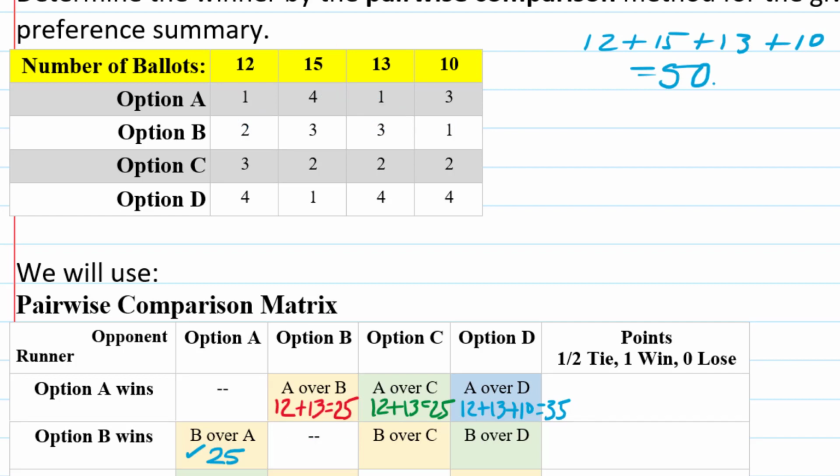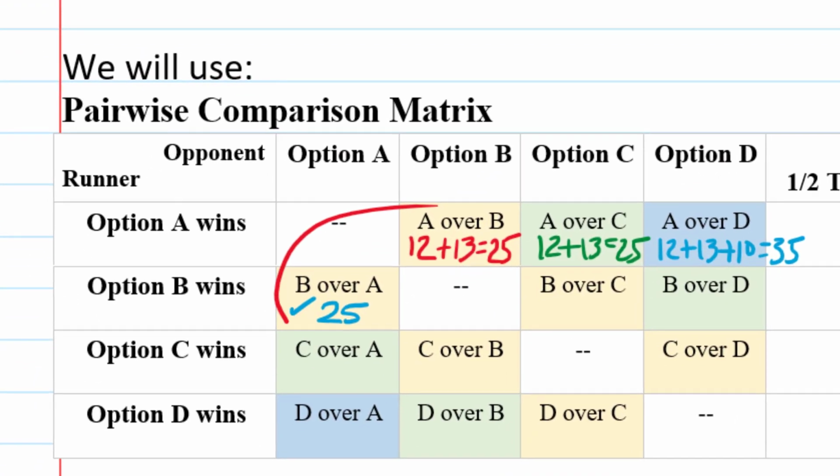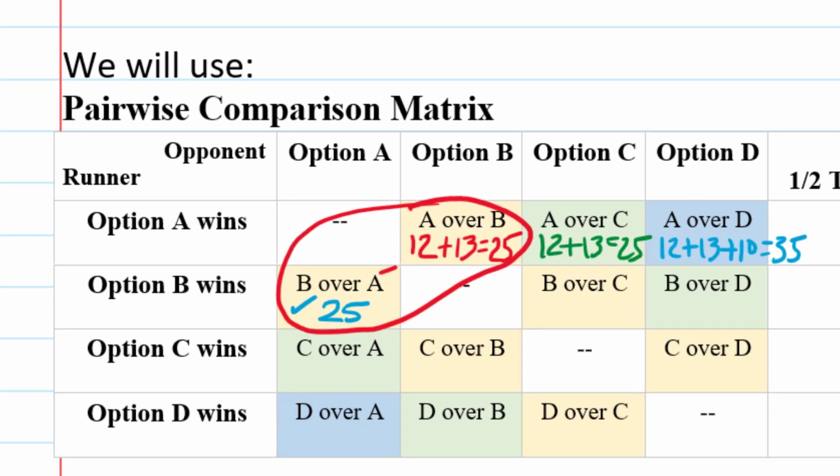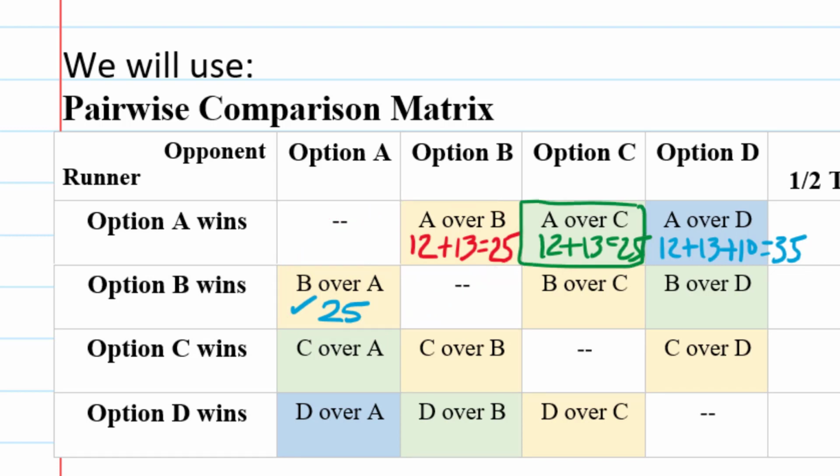In fact, every pairing that's diagonally associated is going to add up to the total number of votes possible, in this case 50. If I know that A beat C 25 times, then C must have beaten A 25 times as well. Let's just go ahead and check that.